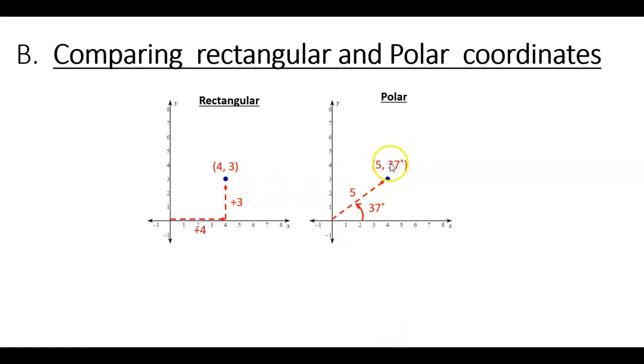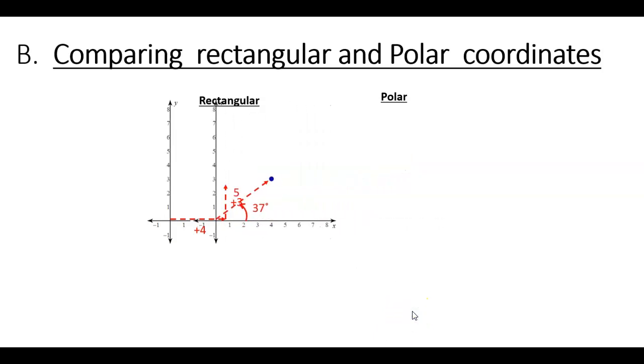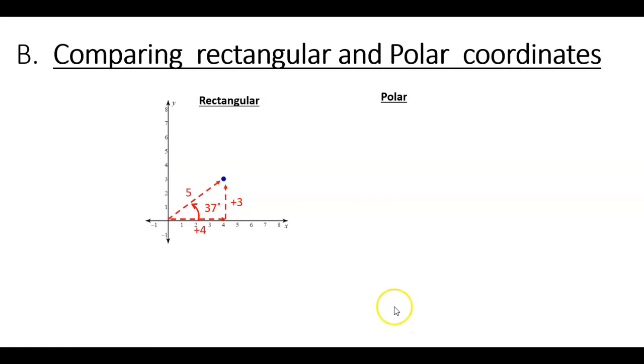And here's how we're going to write our point there. The 5 represents how far away from the origin that blue dot is, and the 37 represents how many degrees it's rotated away from the positive x-axis. Okay? Now, if we superimpose them, you get the same spot, right? They both land on the same dot, but something really interesting comes up whenever we put these together. Do you guys notice something interesting here? Oh my goodness, it's a right triangle.